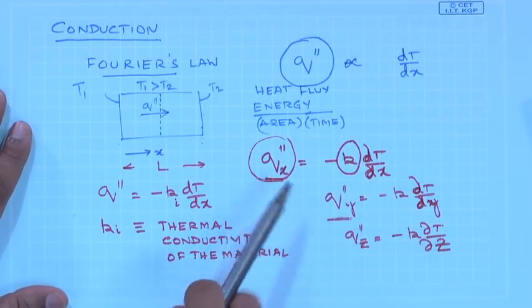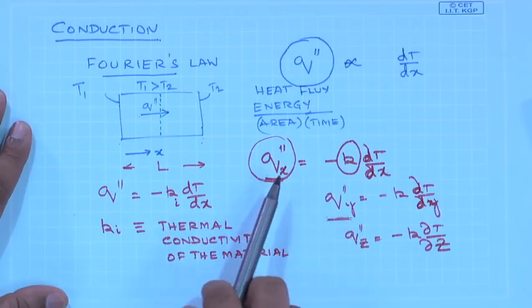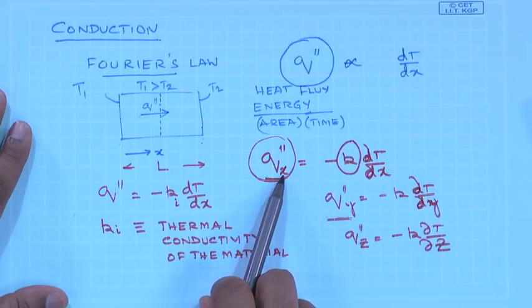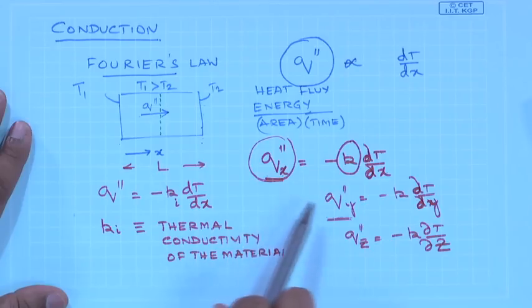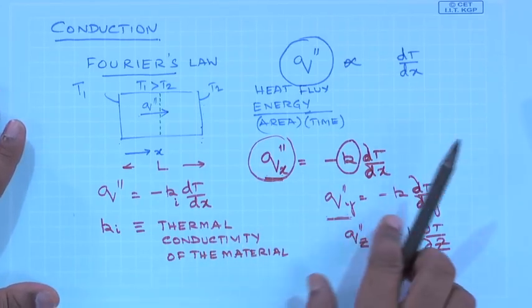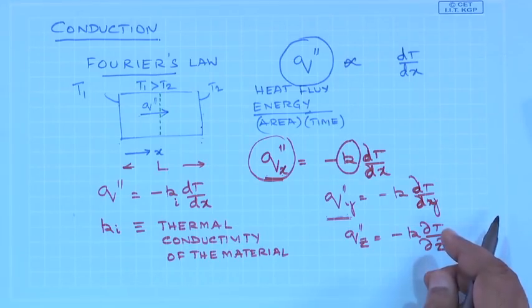So, these three heat fluxes which have directional dependence, directional components as qx, qy and qz, they are nothing but the x, y and z components of the heat flux vector. So, q double prime, the heat flux, is a vector quantity, okay, and q double prime x, q double prime y and q double prime z are the x, y and z components of that vector.